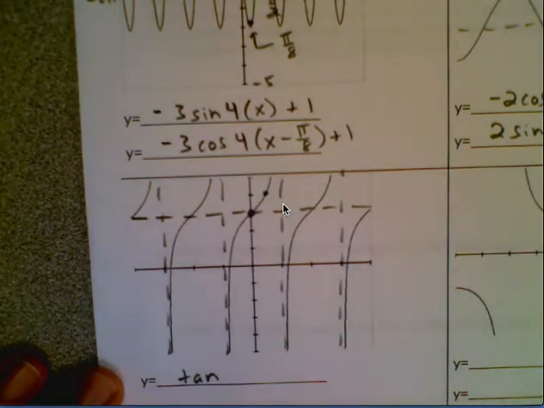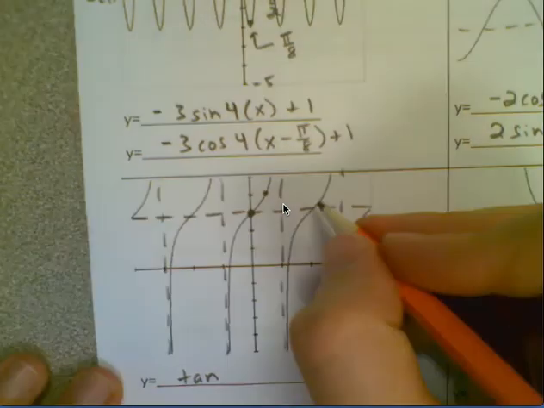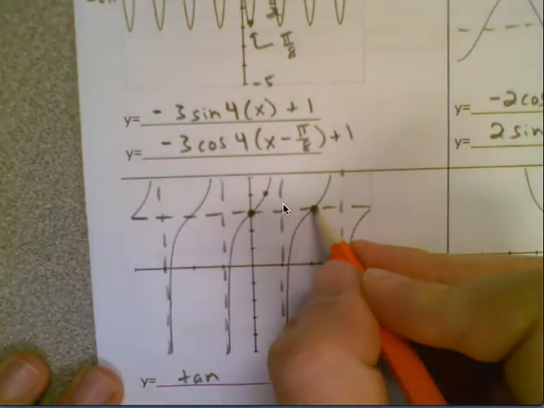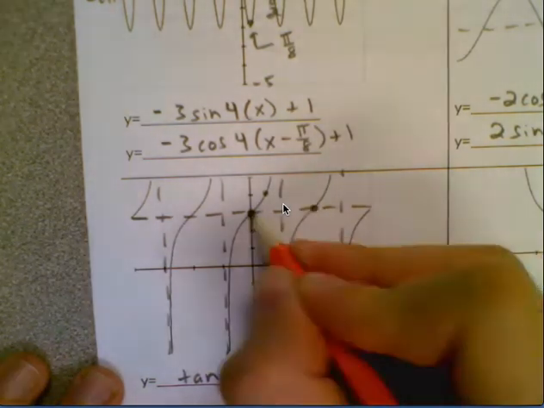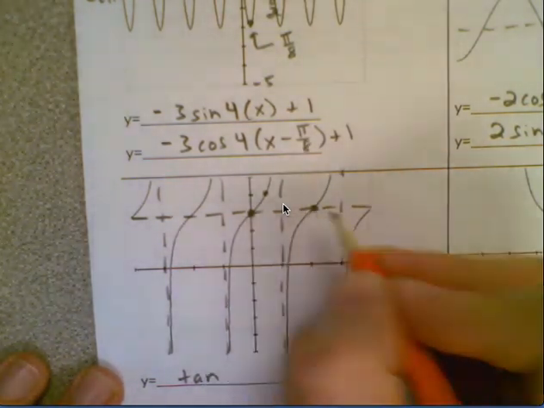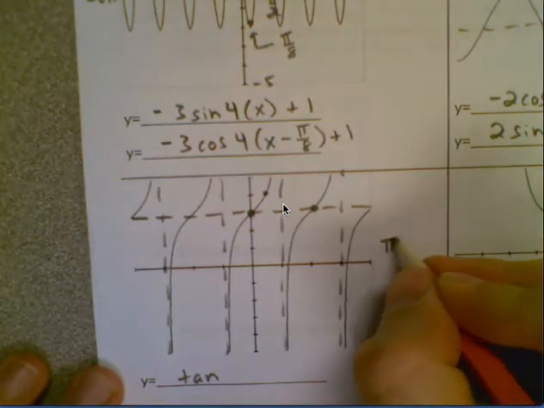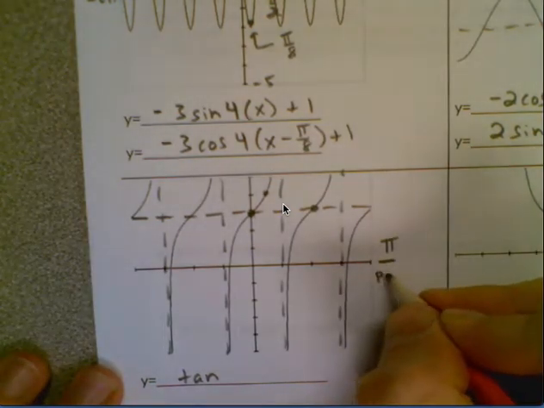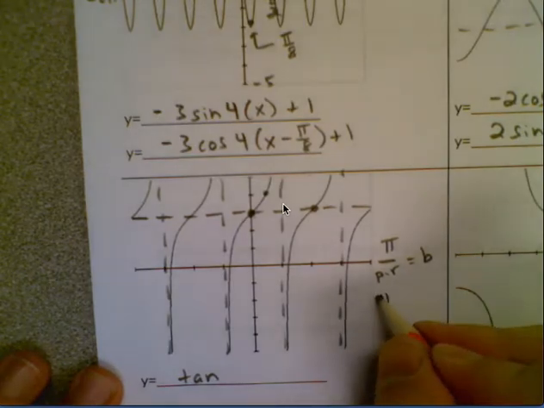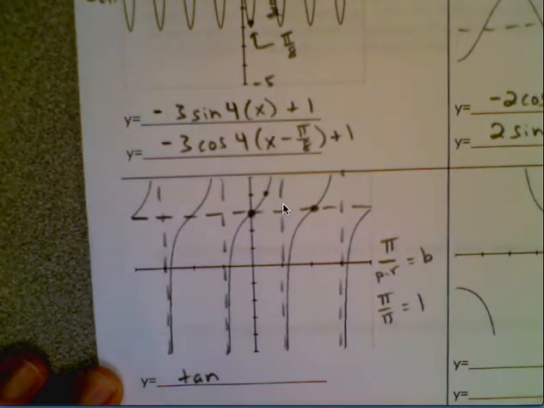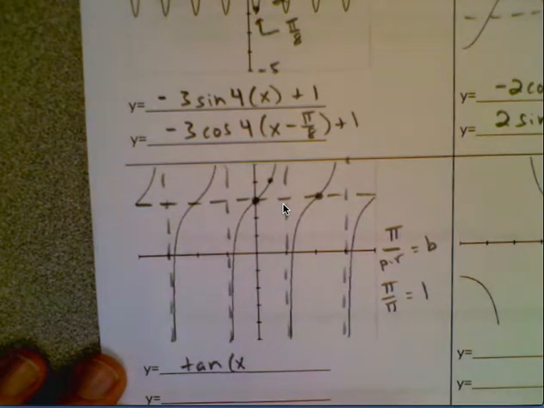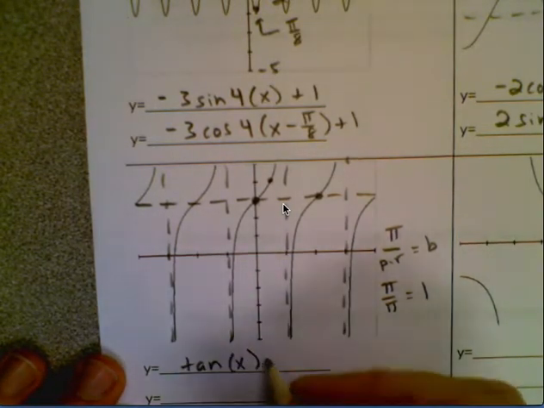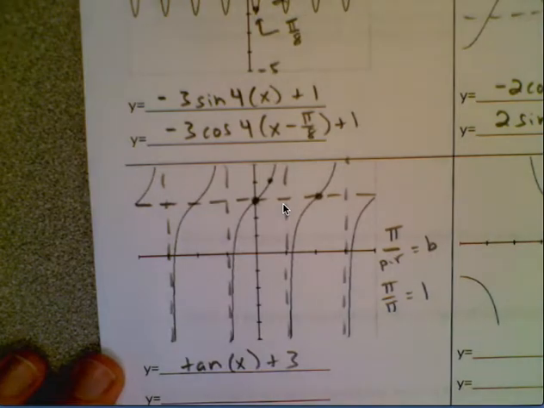We do need to figure out what b is. That's going to be related to the period. It looks to me like the period of this tangent graph is pi, right? Because the distance between these 2 points on the middle is pi. Remember the formula is pi over the period will give you b. So we've got pi over pi, which is 1. So we're not going to have a coefficient in front of x besides 1. We had no horizontal shift, but we do have a vertical shift of up 3.